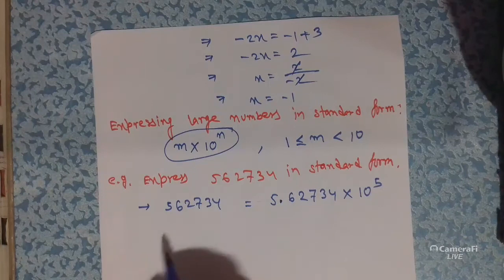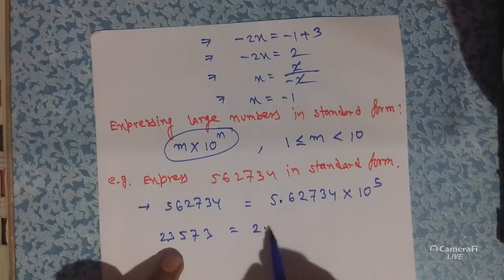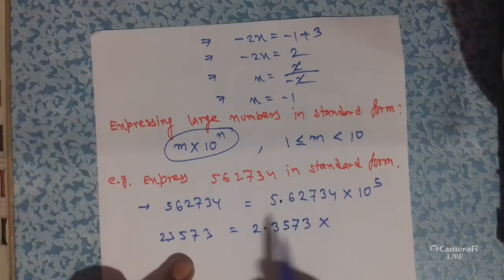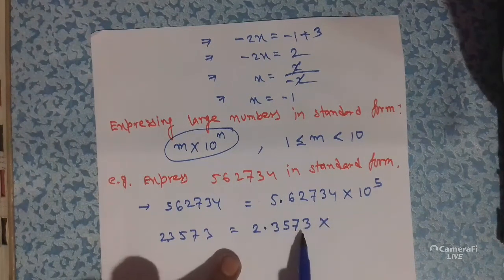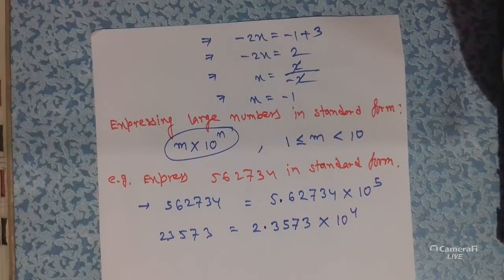I will show you another example. If I convert it in standard form, then it will be 2.3573 multiply. So after the point 4 digits are there, so we can write it 10 to the power 4. I hope you understood.